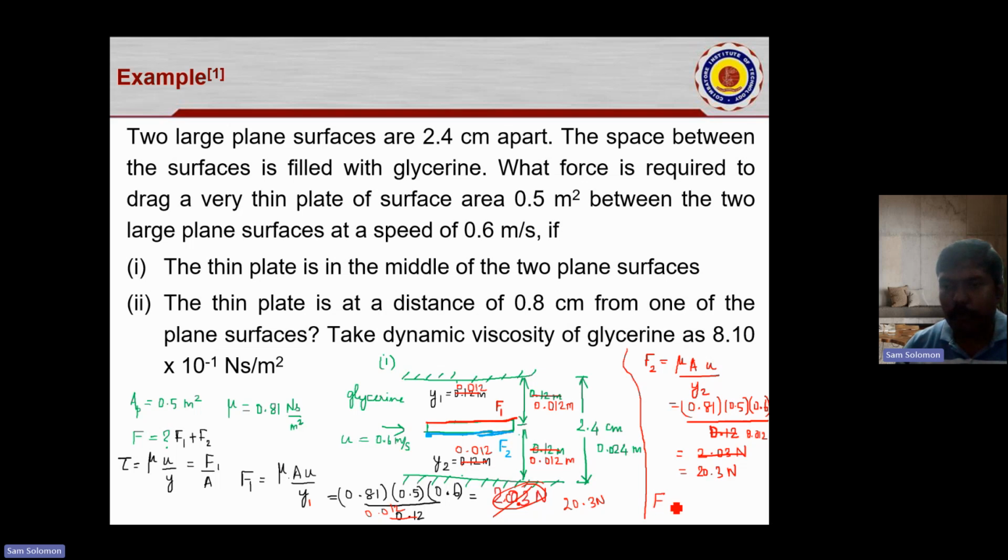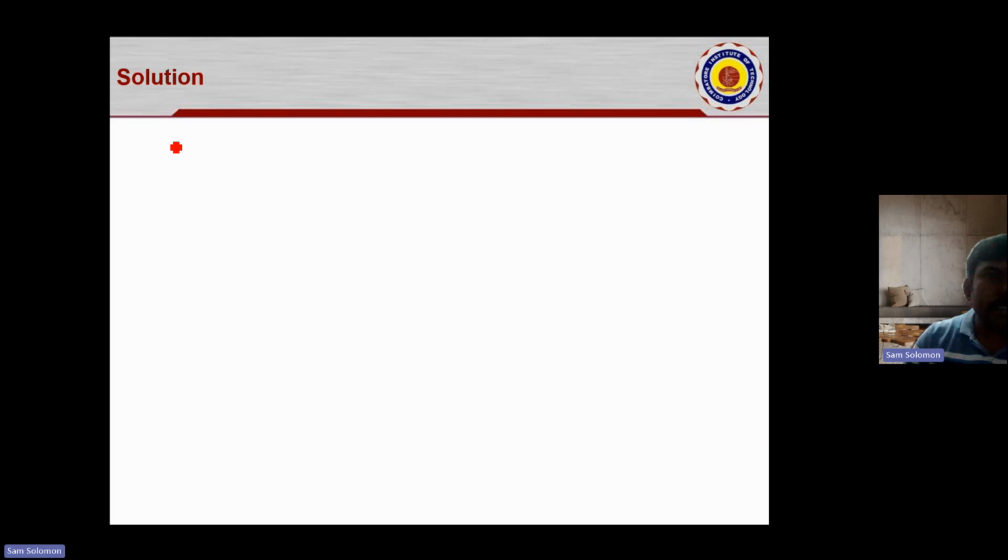So your total force is going to be F1 plus F2. So this is 20.3 plus 20.3. So the final answer is 40.6 Newton. So that is the force that is required to drag this thin plate when it is placed exactly between the two plane surfaces. Okay. And the next option is when one side of the plate is at 0.8 centimeter, the other one it is at 1.6 centimeter. So let's solve for that.